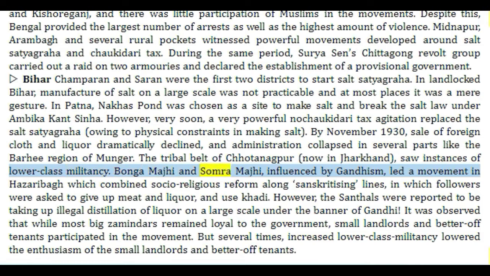Banga Majhi and Somra Majhi, influenced by Gandhism, led a movement in Hazaribagh which combined socio-religious reform along Sanskritic lines, in which followers were asked to give up meat and liquor, and use khadi. However, the Santhals were reported to be taking up illegal distillation of liquor on a large scale under the banner of Gandhi. It was observed that while most big zamindars remained loyal to the government, small landlords and better-off tenants participated in the movement. But several times, increased lower-class militancy lowered the enthusiasm of the small landlords and better-off tenants.